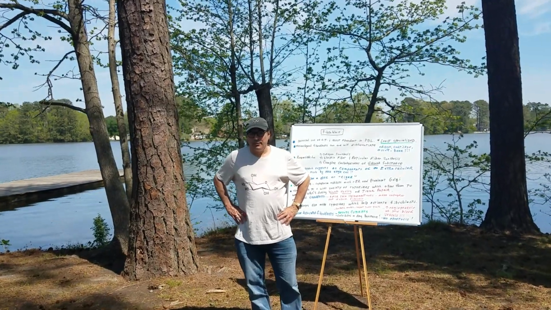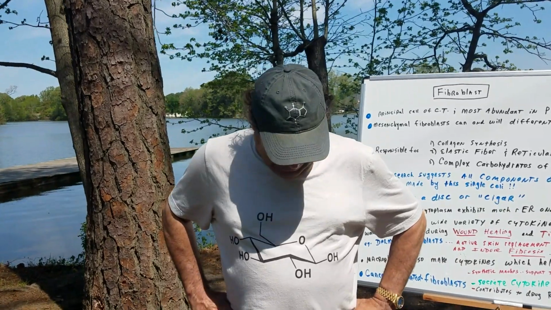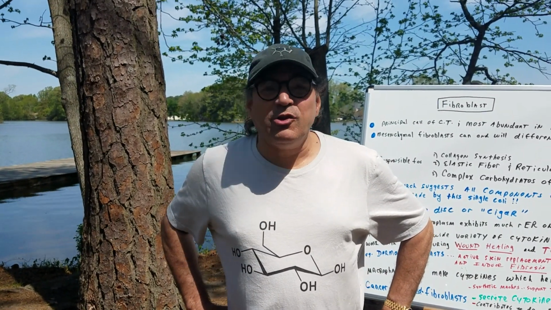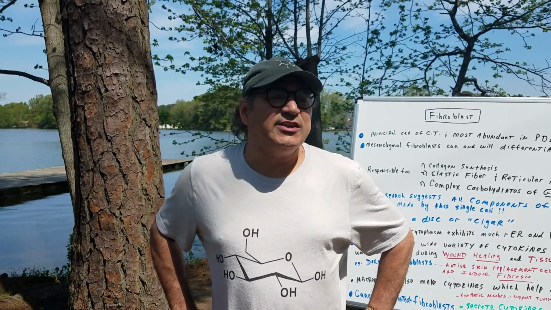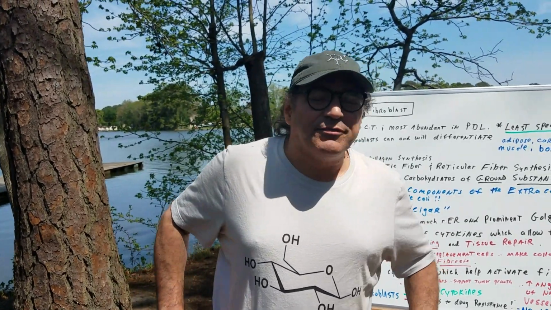Romano, I see you're out here working again. What's on your shirt today? What is that? This happens to be the beta-D-glucose molecule. It's really easy to spot. All the groups are in the equatorial position. But this is not the point of today's video.